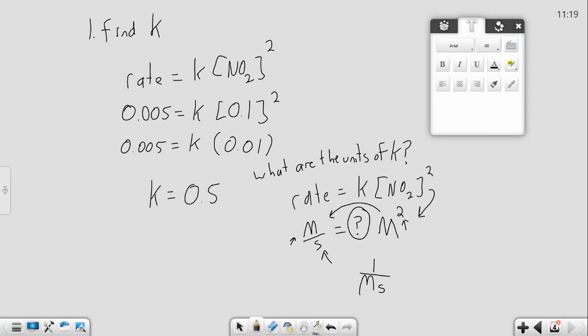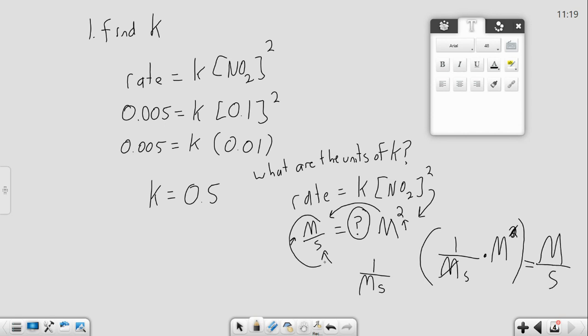So let's try that. If I have 1 over molarity seconds times molarity squared, what happens here? I'm just solving this to make sure I did it right. Well, that molarity cancels one of those. I'm left with 1 big molarity on the top, and my seconds stay on the bottom, which is the same as what we wanted to start with. All right, cool. Which means this is actually the units for our rate constant.